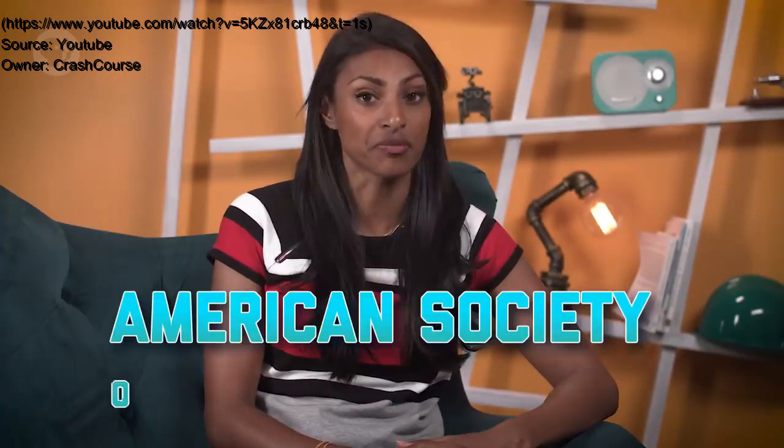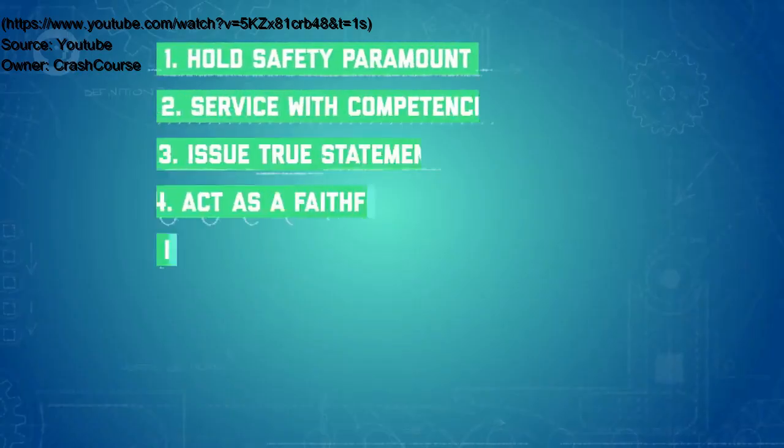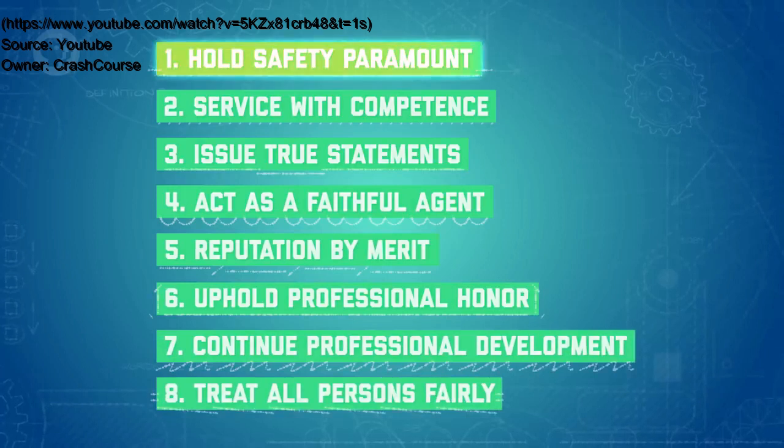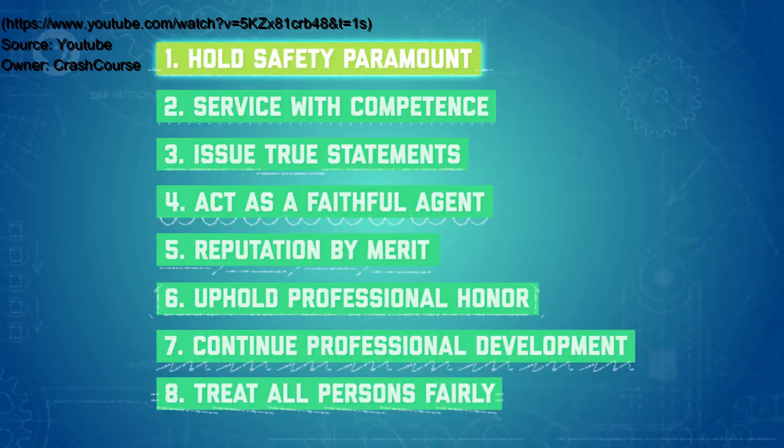There are a couple of different ones out there, but today we'll use the code of ethics from the American Society of Civil Engineers, or ASCE. Their code of ethics has 8 distinct principles, the first being hold safety paramount. This means that your chief concern as an engineer needs to be the health and welfare of the public. The rule goes on to say that you should only approve designs that are determined to be safe and that conform with accepted engineering standards.